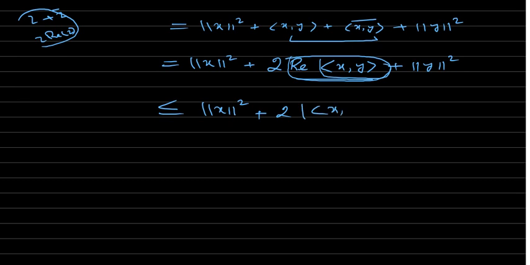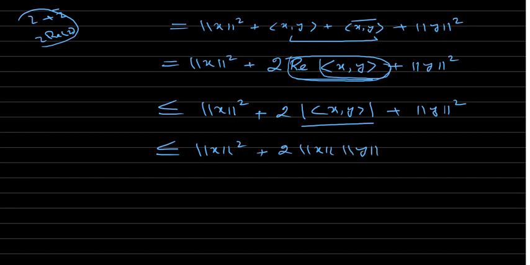Okay, plus norm y square. Now this you have done in the first part. This is less or equal to norm x norm y. It's again less or equal to norm x square plus twice norm x norm y plus norm y square.